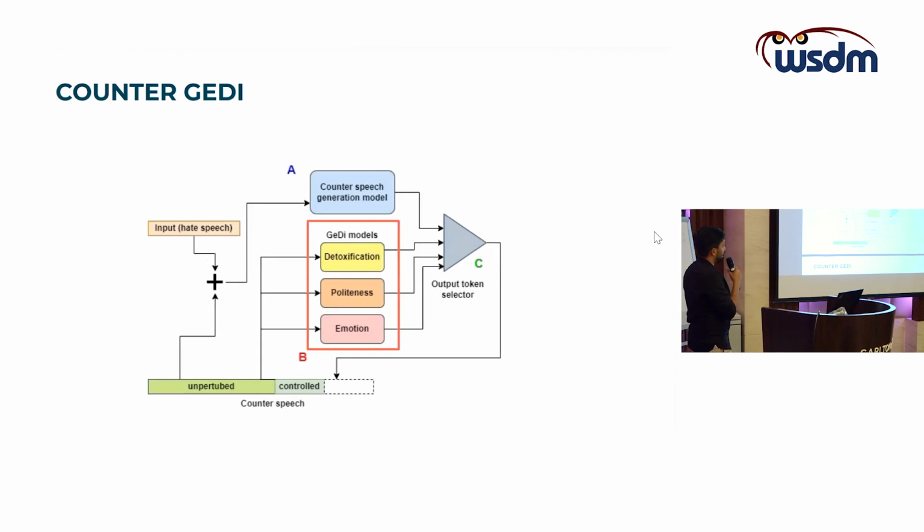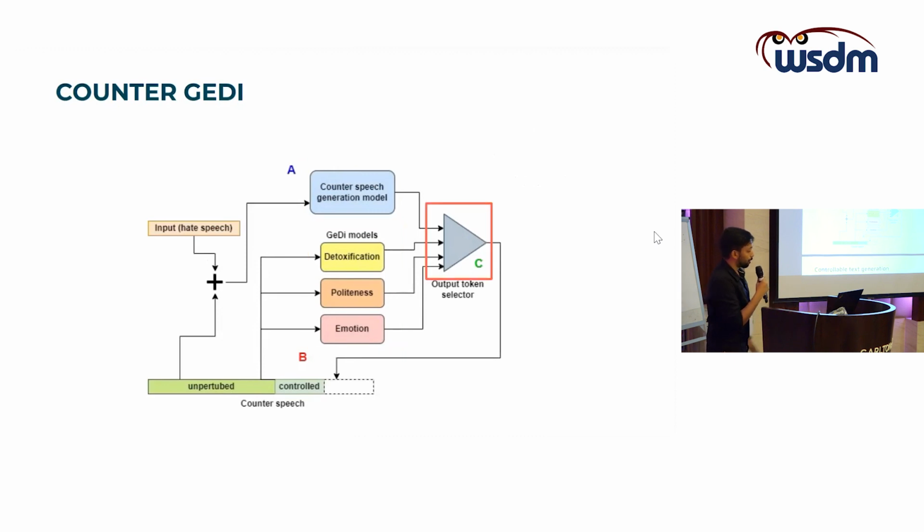This attribute can be anything. For this work, we have only focused on detoxification, that is, not trying to generate toxic speech in response to a toxic speech. Politeness, to generate more polite or empathetic counter speech. And finally, emotion, which can be one of the 4 emotions that we tried, like joy or sadness.